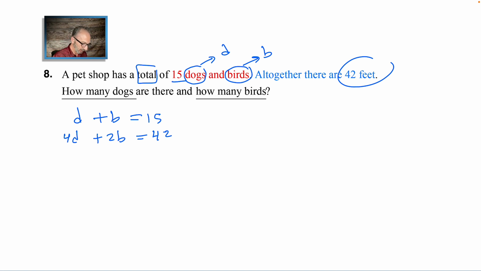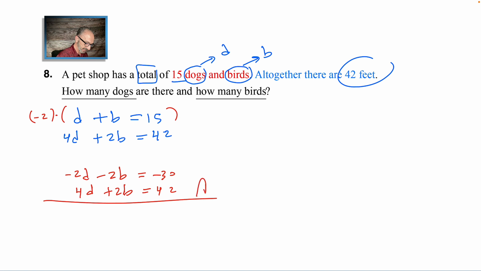You could do it a lot of different ways, substitution, elimination, but I'm gonna do the following. I'm gonna multiply the first equation by -2. You'll see that in just a minute why. -2D minus 2B equals -30. Second equation as is, 4D plus 2B equals 42. And notice if I add these two equations, it's called elimination method.